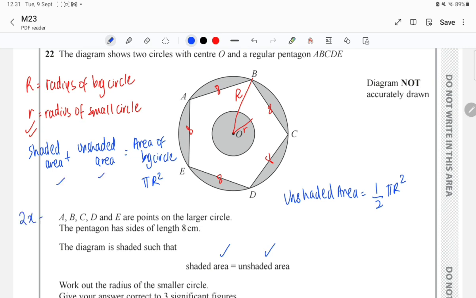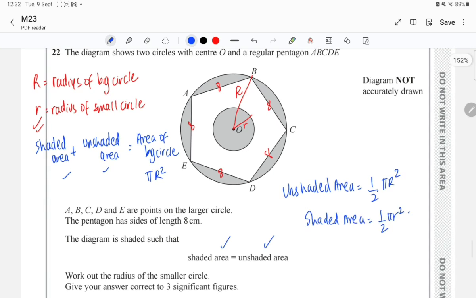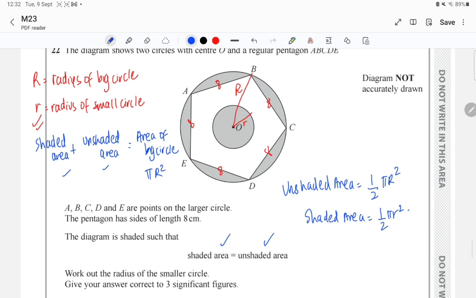Why half? Because these two are the same. It is as if I have 2x equal to something, so x would be that something divided by 2, so half of that thing. Or I can say that the shaded area is also equal to half pi R squared. Okay, let's see what else we can see from here. So this is a pentagon, right?